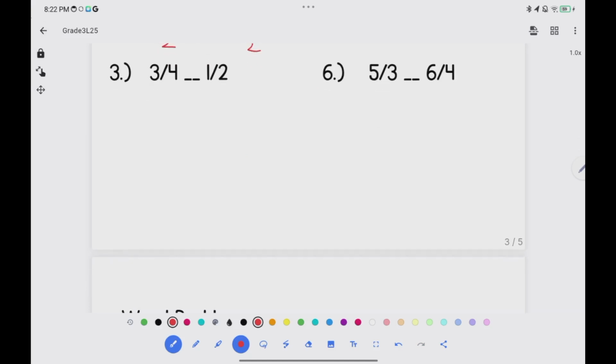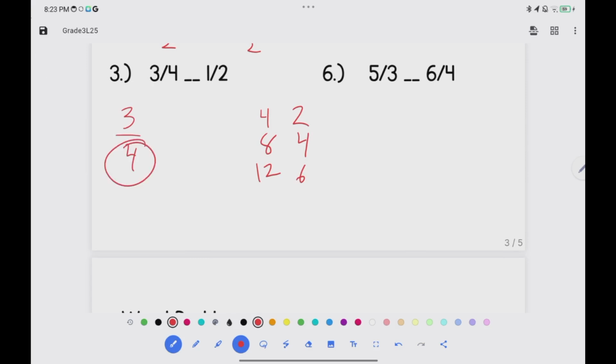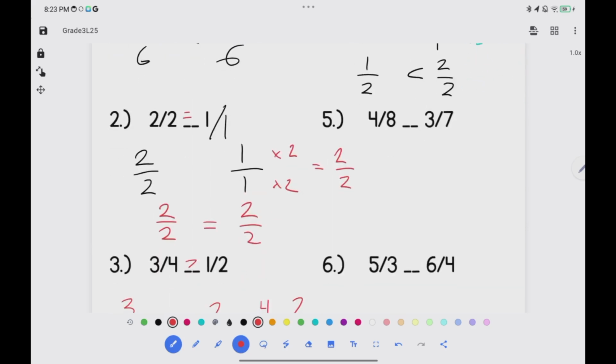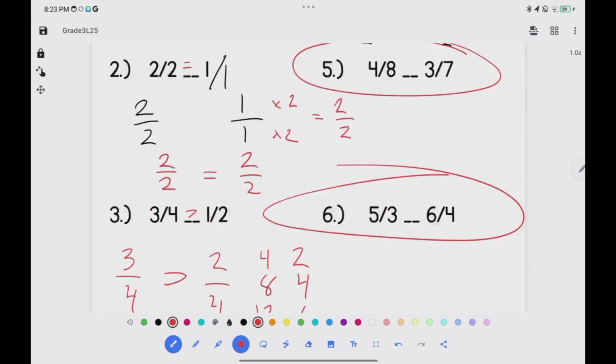3 over 4 is something to 1 over 2. Well, let's list out the multiples of 4. 4, 8, 12. Let's list out the multiples of 2. 2, 4, 6. Oh, we have a common multiple. So 3 over 4 already has a denominator of 4. But 1 over 2, we need to multiply both top and bottom by 2 to get it to be 4. So 2 over 4. 3 is greater than 2, so 3 over 4 is greater than 1/2, alright? And you can do number 5, number 6 on your own.